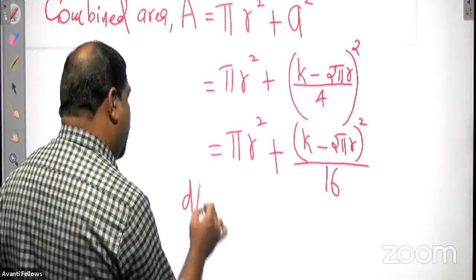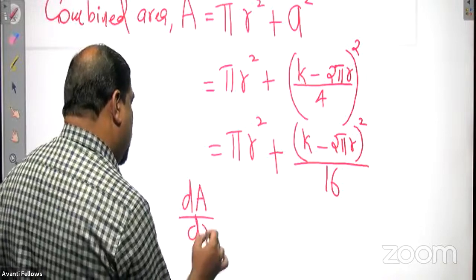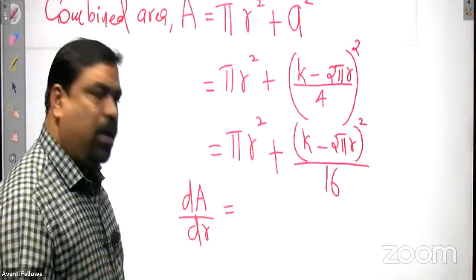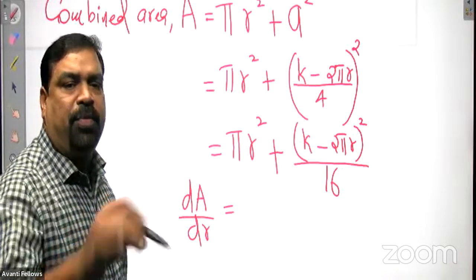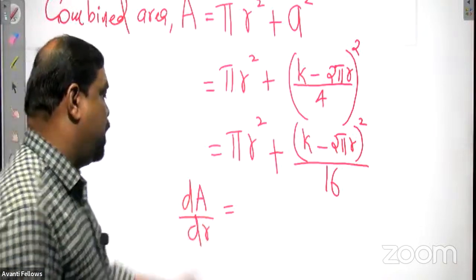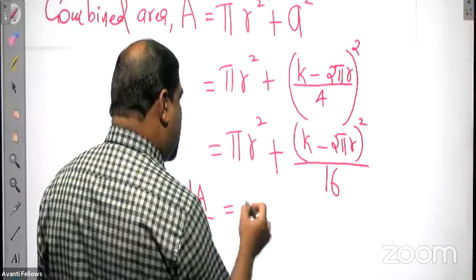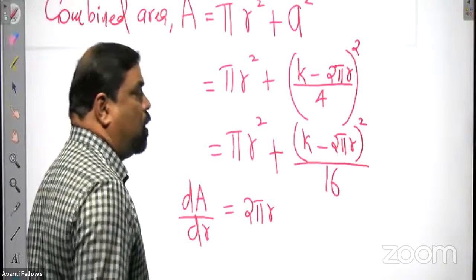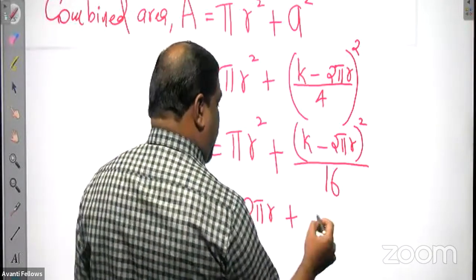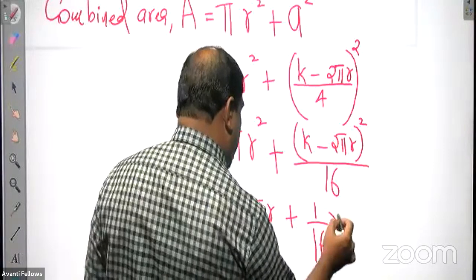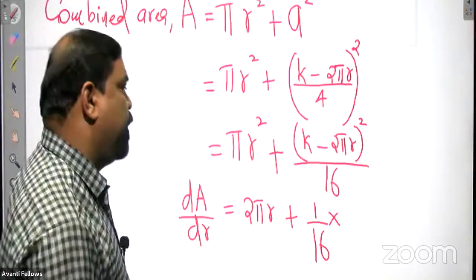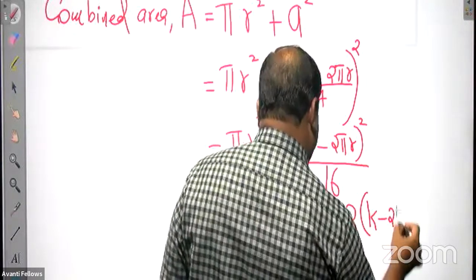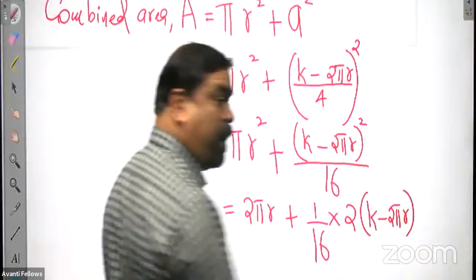Every time for maxima, minima, we have to do two things. First derivative, then second derivative, then critical point, then find the sign of the second derivative. So what is dA by dr here? Derivative of pi into r square means pi into 2r, that is 2 pi r. Plus 1 by 16 is a constant, 1 by 16 into derivative of k minus 2 pi r the whole square. That is 2 into k minus 2 pi r, chain rule. We have to apply the chain rule.